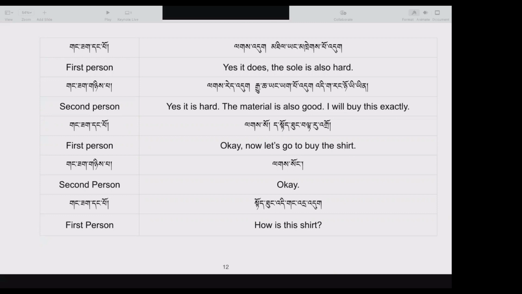Lasso, tatu tung tarutro. Okay, now let's go to buy the shirt. Lasso. Okay. Sometimes it's also pronounced as kandedu, which I think is a variation that came from the spoken language. Kande. Normally we say kangda. So de kangda. How is this shirt?